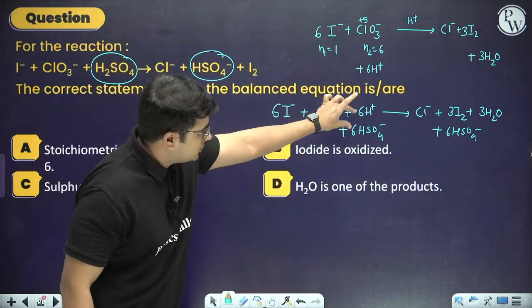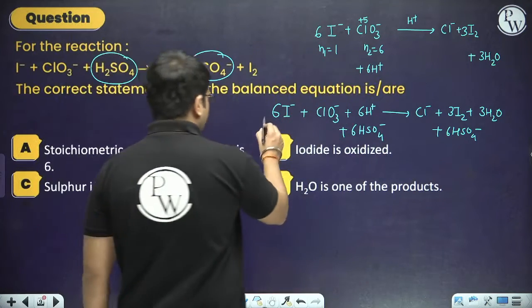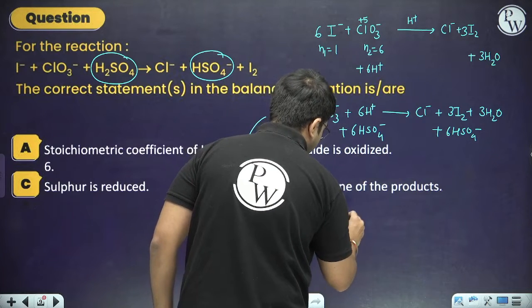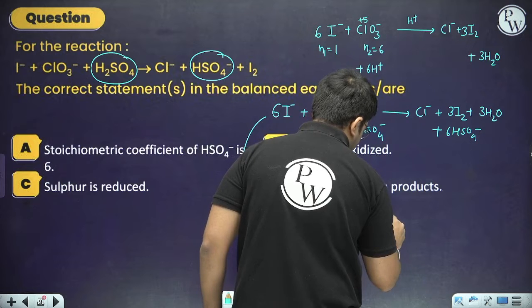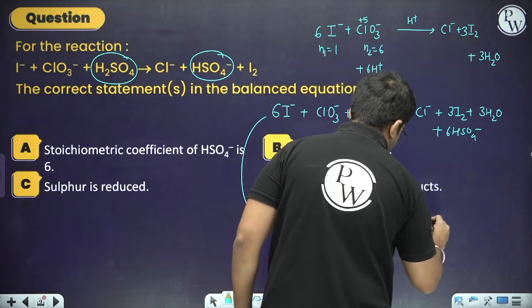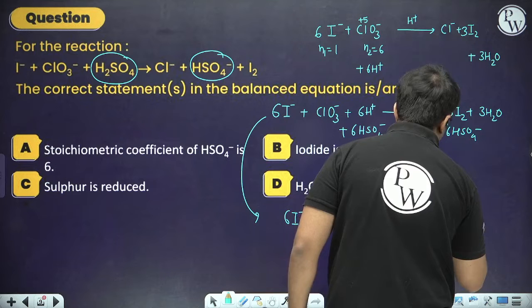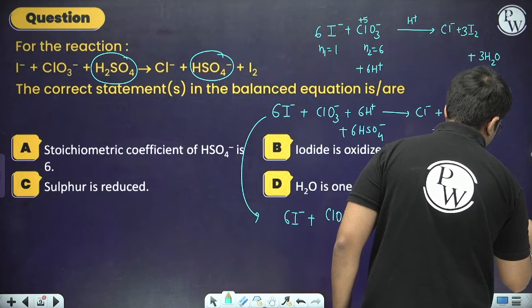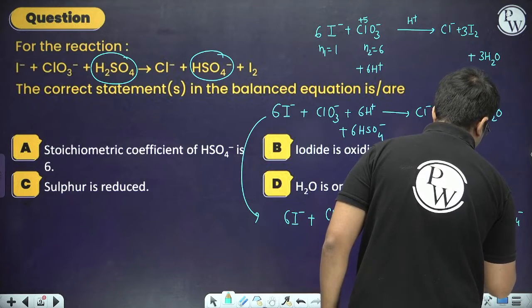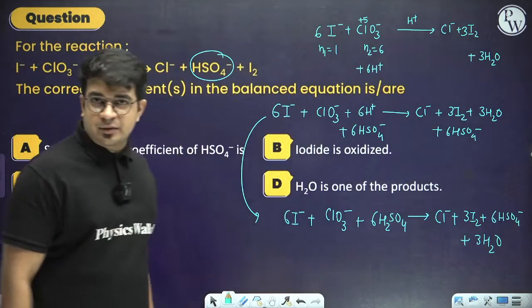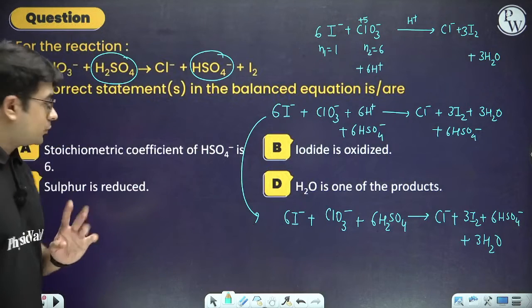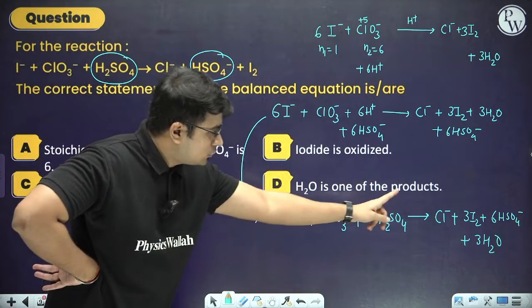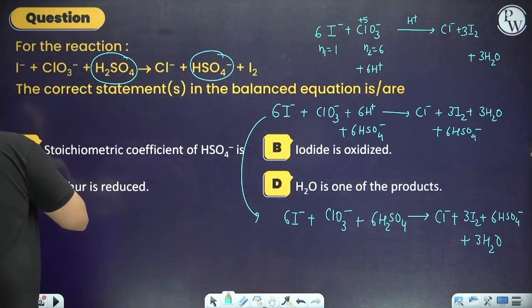Now these two species are going to combine together and they are going to form the final equation as 6I negative plus ClO3 negative plus 6H2SO4. It's going to be converted into Cl negative plus 3I2 plus 6HSO4 negative plus 3H2O. Now let's find out which statement is going to be correct. So this is the final balanced equation. Stoichiometric coefficient of HSO4 negative is 6. HSO4 negative stoichiometric coefficient 6. Definitely correct.